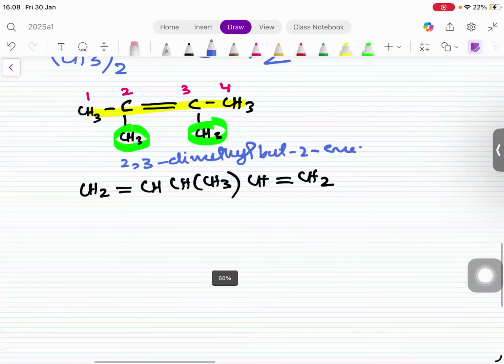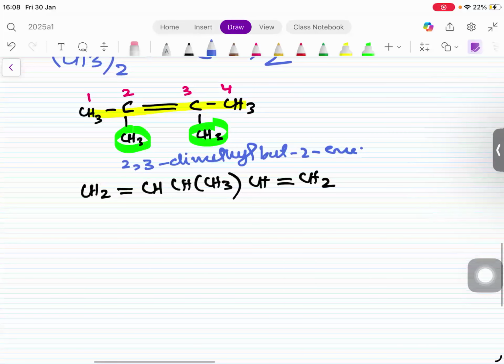What about the next one? 1, 2, 3, 4, 5. Now, there are two enes. So what will come before ene? Whenever there are two of anything, before its name we put di, so this is diene. But we have to tell the position of both enes. 1 and 4. So it is pent-1,4-diene.